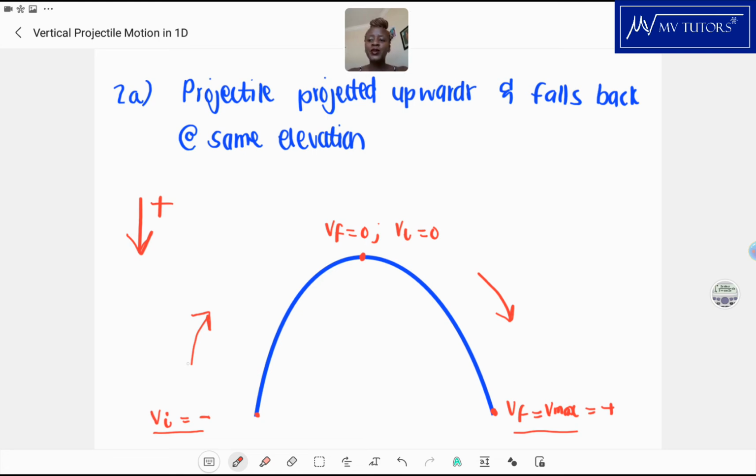Now if we look at the displacement, your delta y in this case will be negative because it's thrown up, but you chose downwards as positive. So it will be negative. And then if you're going to take the downwards side, your displacement there is going to be positive. And there's one thing to also observe: the time that it takes to go up will be the time that it takes to go down.